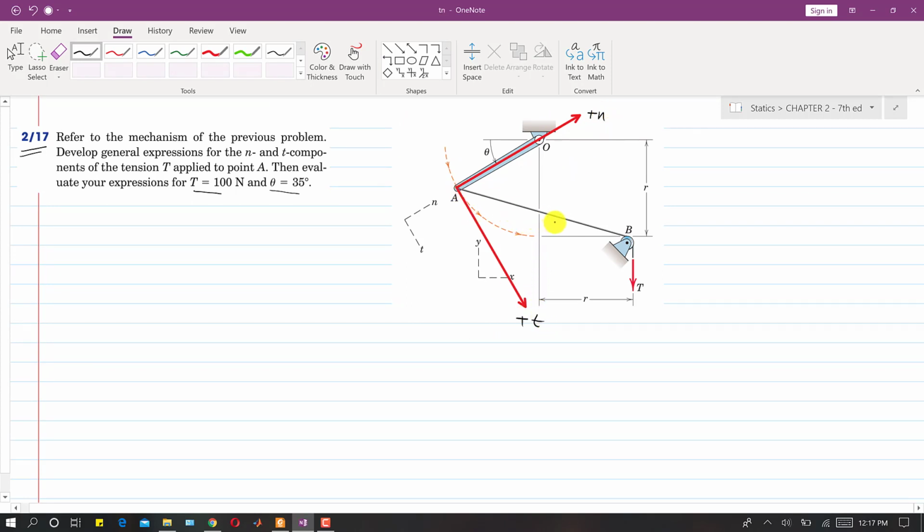And from the previous problem we also know the length of this AB, so I should write it here. This AB length was equal to r under the root 3 minus 2 sine of theta plus 2 cos of theta.